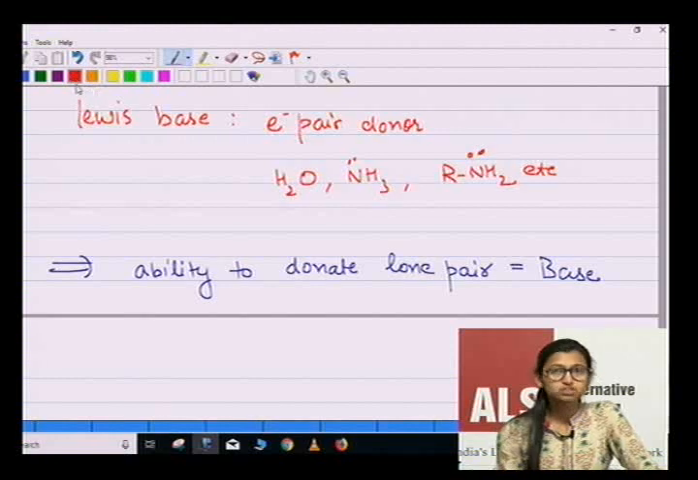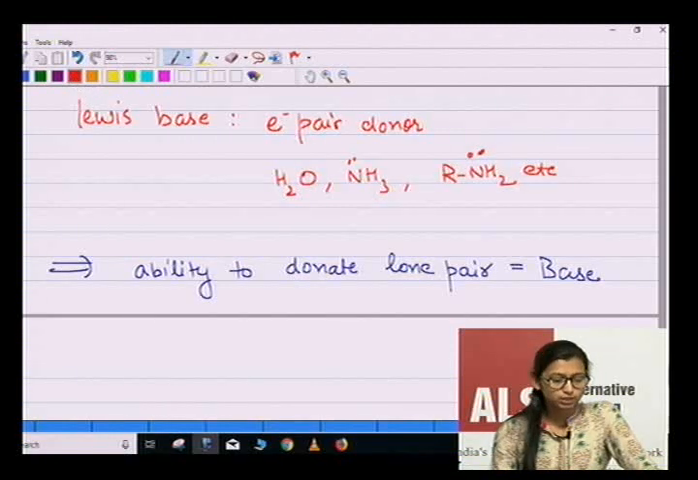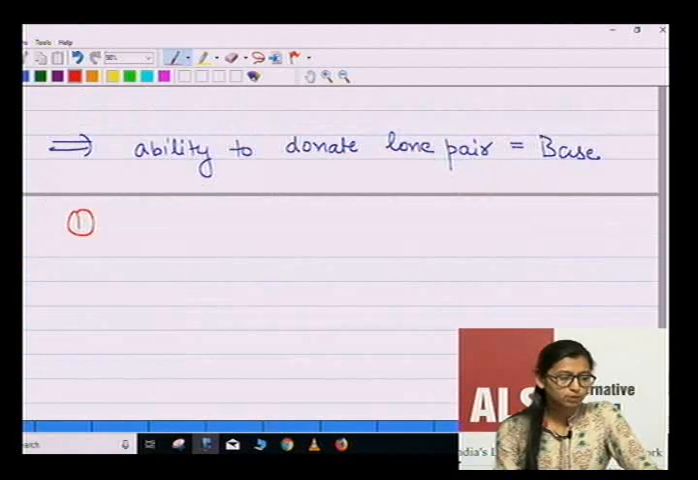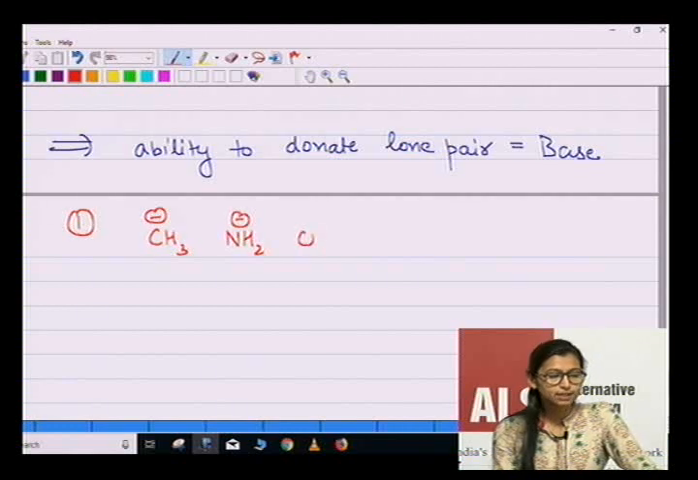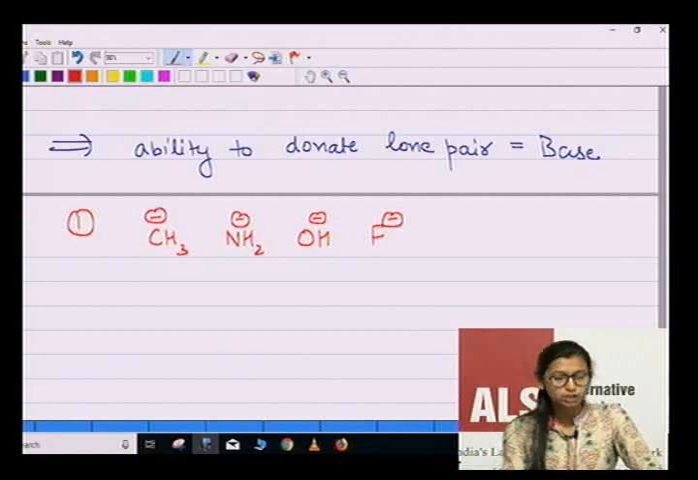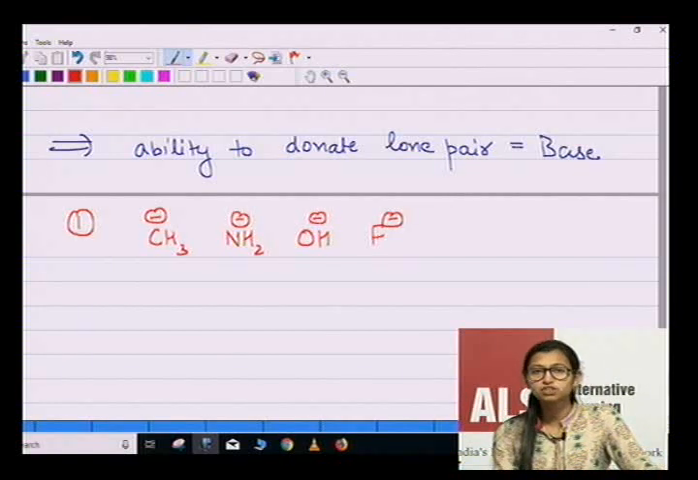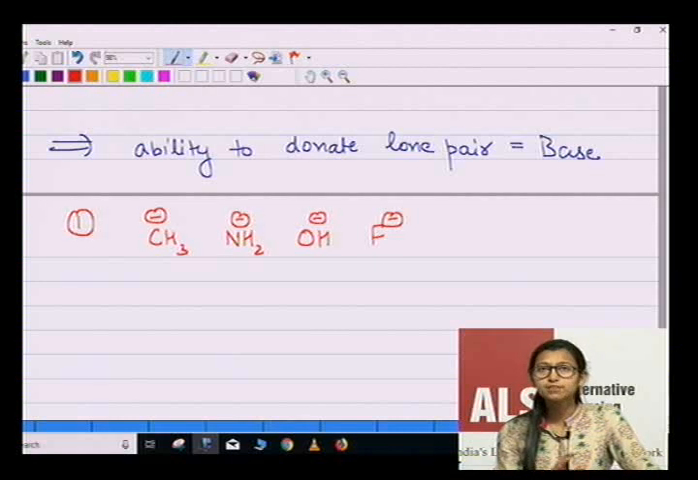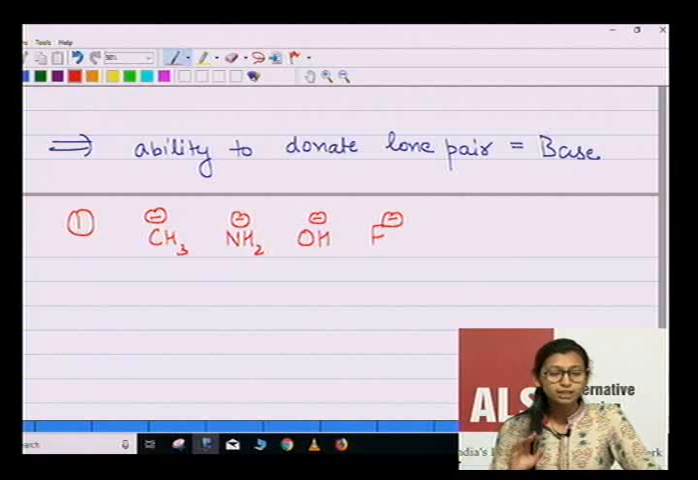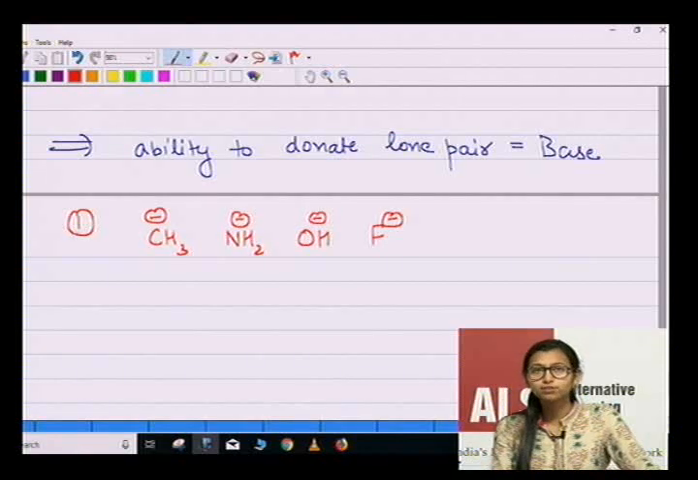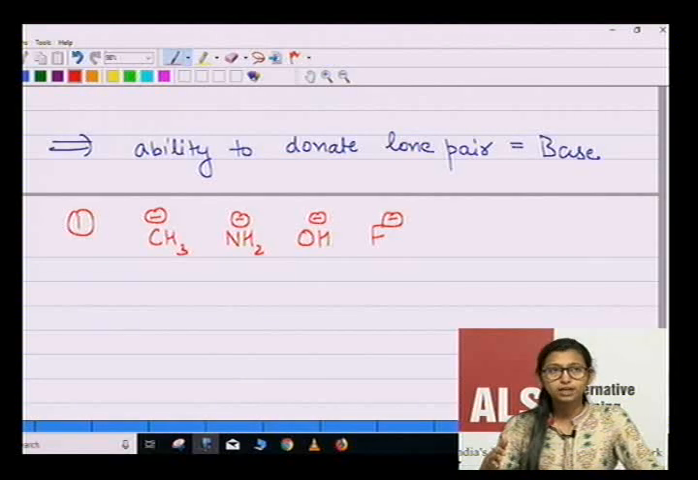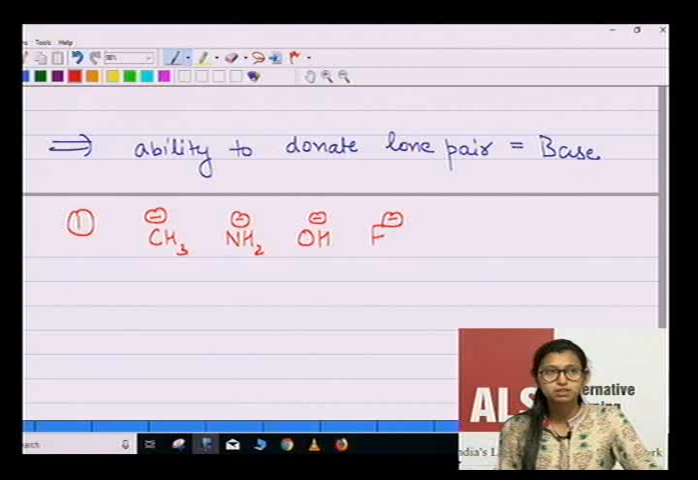Let's try to understand it with the help of examples. I'm taking a few examples here. Number 1, I'm writing CH3 negative, NH2 negative, OH negative, F negative. Now you people will tell me which have the tendency to donate the negative charge. Obviously, all these are bases. They all have negative charges, which means they have the lone pair. Now they have to accept the H plus ion in order to work as a base. So what do you think? Which will be a very good base? Those which will give the negative charge are the very good bases.